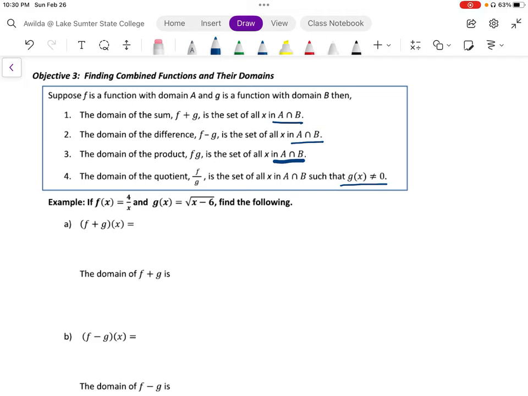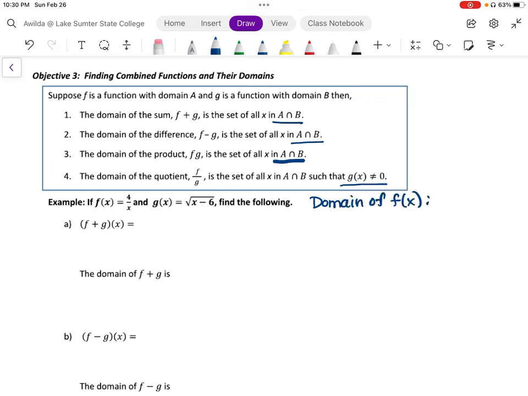So let's look at some examples. If f of x is equal to 4 divided by x, and g of x is equal to the square root of x minus 6, then let's find the domain of the sum of f and g. All right, so the domain of f, let's go ahead and identify that.